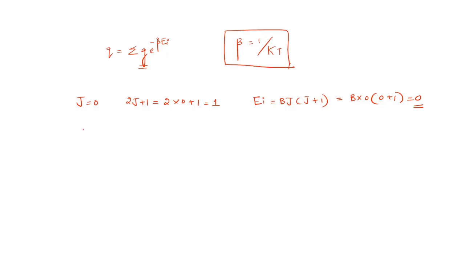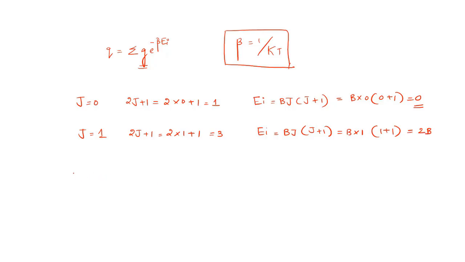Now, when J is equal to 1, what will be 2J plus 1? This will be equal to 2 into 1 plus 1, that is 2 plus 1, equal to 3, and the energy Ei is equal to B into J plus 1. This is equal to B into 1 plus 1, that is equal to 2B.